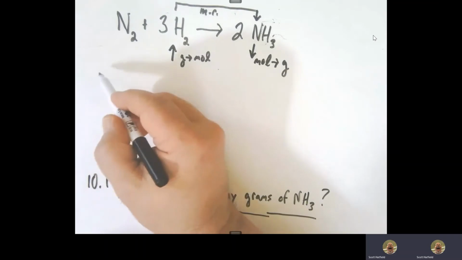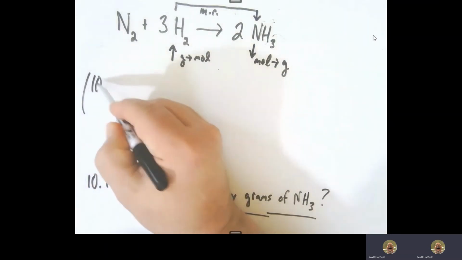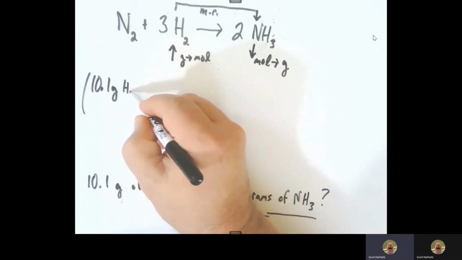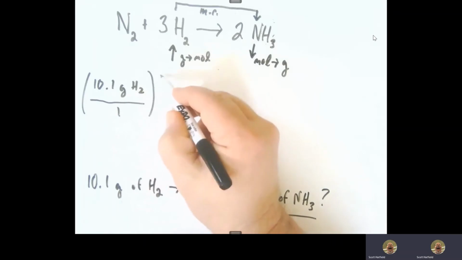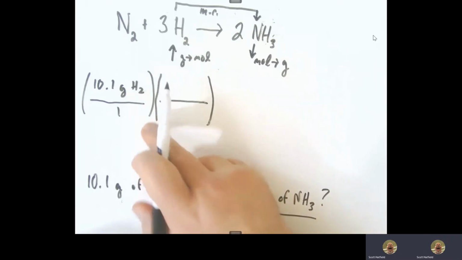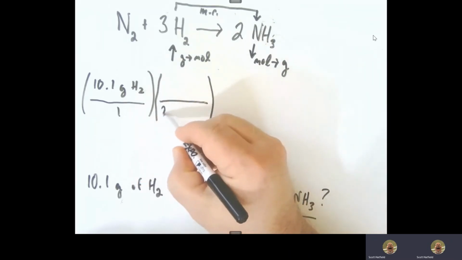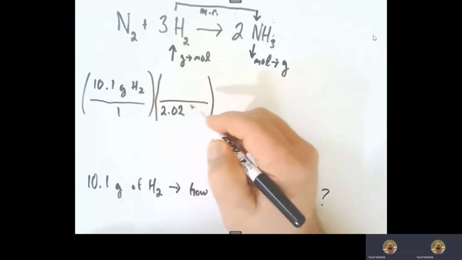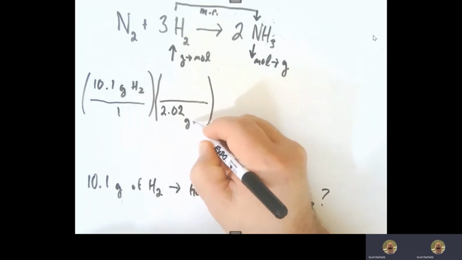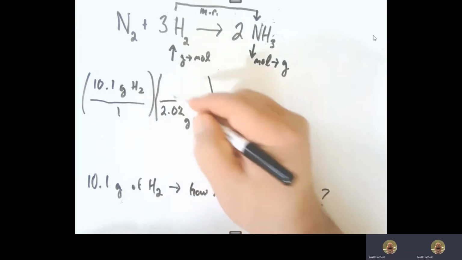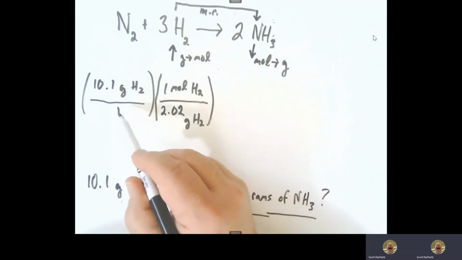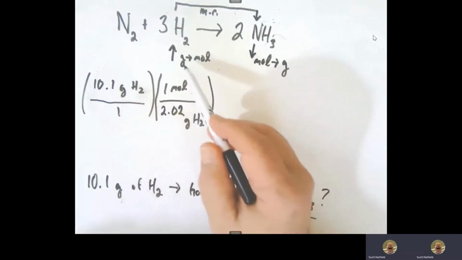Now we're going to take our given and write it first. 10.1 grams H2. To convert it, I'm going to use the molar mass of H2. One hydrogen by itself is roughly 1.01, so 1 mole of hydrogen gas, H2, is going to be 2.02 grams for every mole of H2. And of course, we put the grams on the bottom here because our given was grams of hydrogen. So this is our first step that goes from grams to moles.